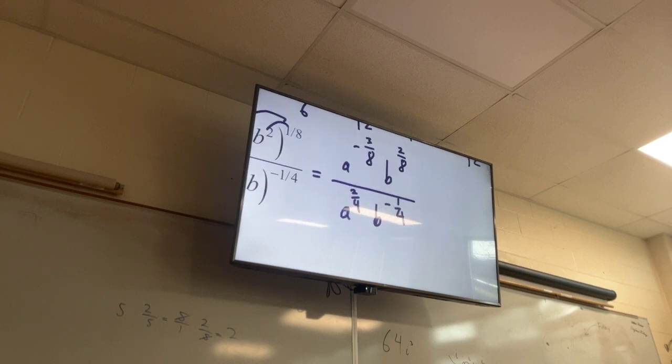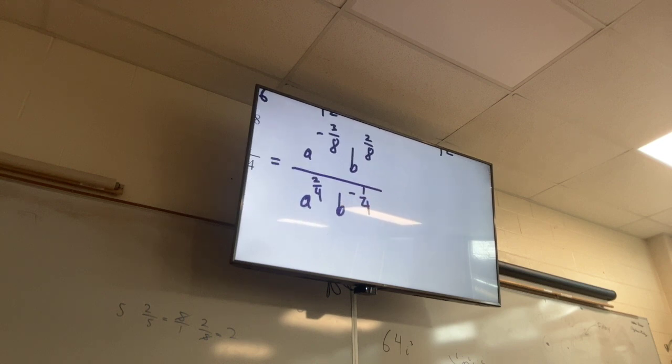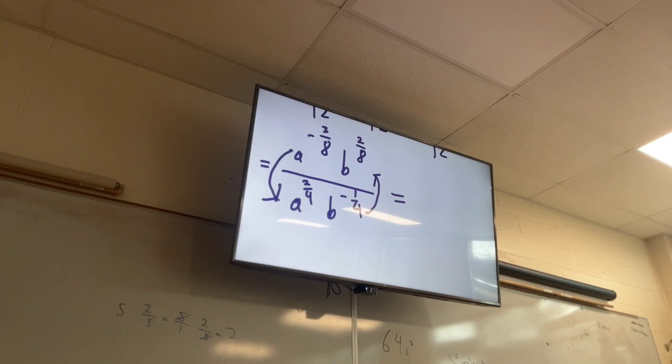All right, what do I do now? What about getting rid of the negative exponents? You can, yeah. Want to flip? So I take this b to the negative 1/4, move it to the top. Take this a to the negative 3/8, move it to the bottom. So now I have b to the 1/4, b to the 2/8, all over a to the 3/8, a to the 2/4.